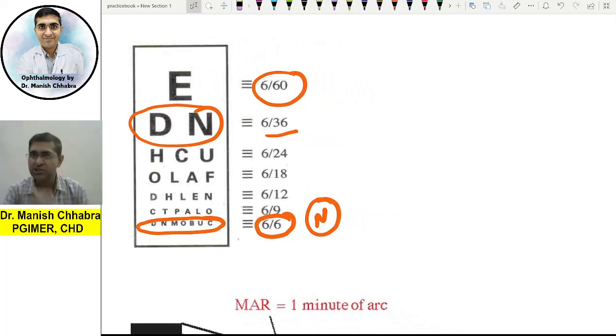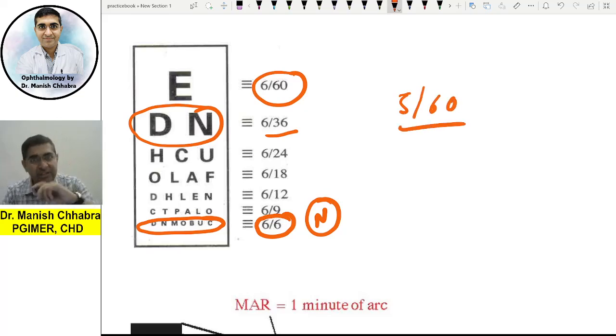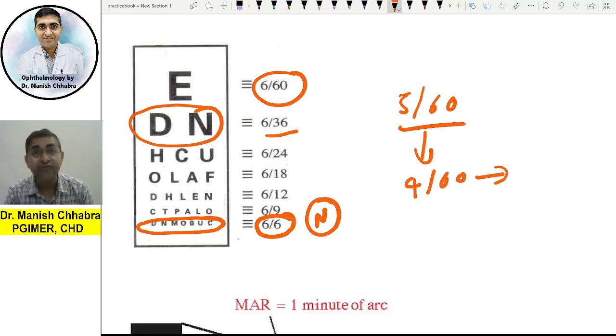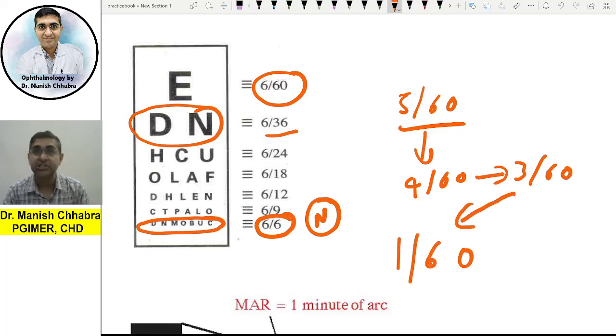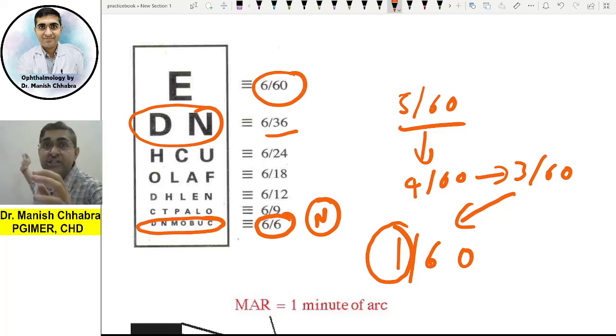Now what if the patient is not able to read even 6 by 60 from a distance of 6 meters, that top letter? You ask the patient to shift 1 meter towards the Snellen's chart. If the patient is able to read, you call it 5 by 60. If the patient is still not able to read, you shift further 1 meter, 4 by 60. You shift further 1 meter, 3 by 60, and so on. Like this you can go till 1 by 60. The numerator depicts the distance at which the patient is standing. The denominator depicts the distance from which a normal person is able to read this. I hope you have understood.